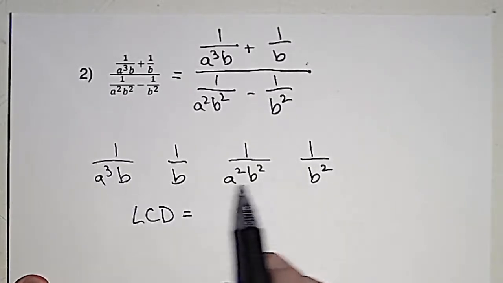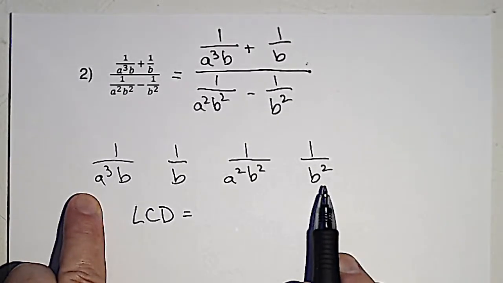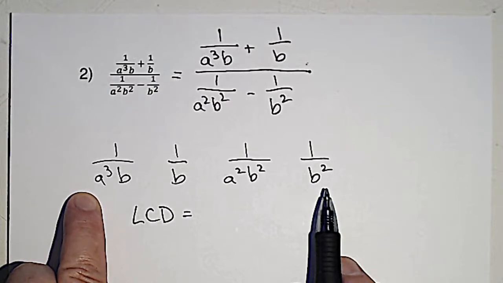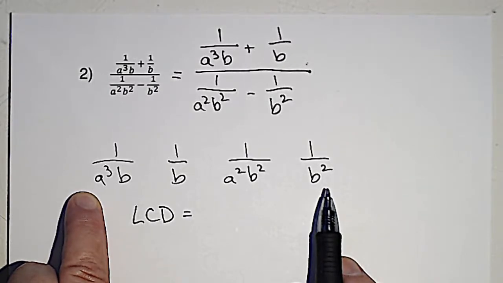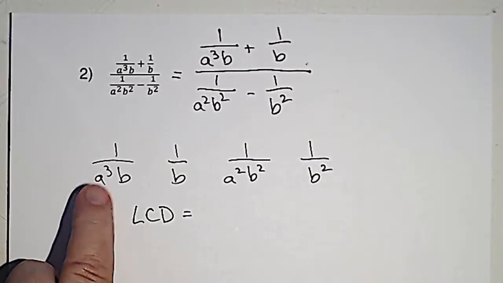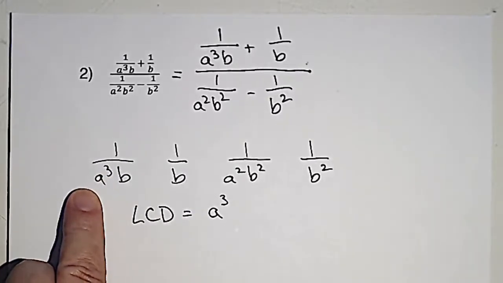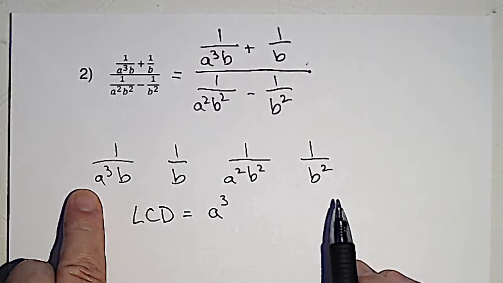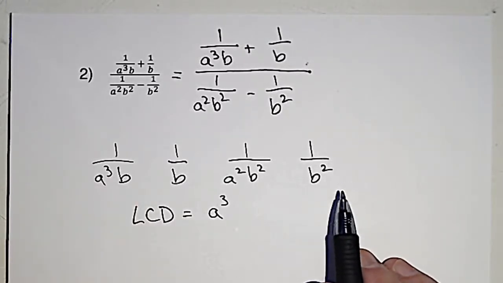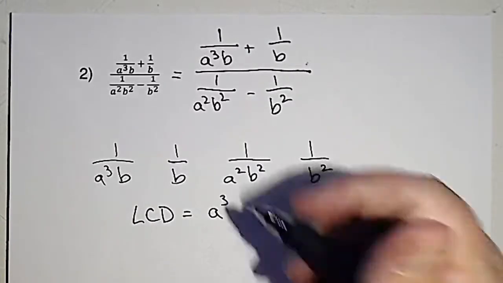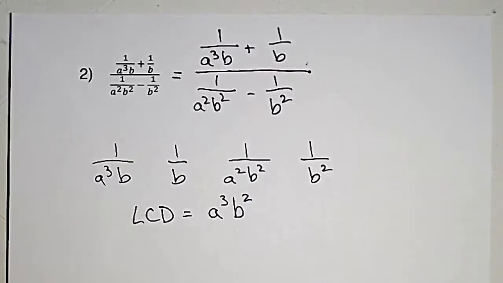So as I scan through, what's the most? Remember the most. That's what we're looking for. The most number of A's. And as I look through this one, the first one has the most A's. It's A cubed. Okay, let's look through. What's the most B's you see in any one of these? I think it's B squared. So A cubed B squared.